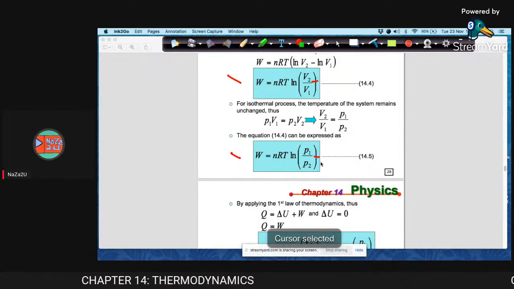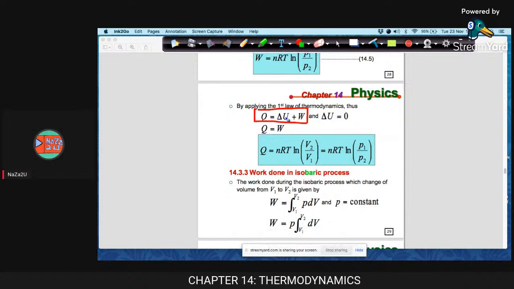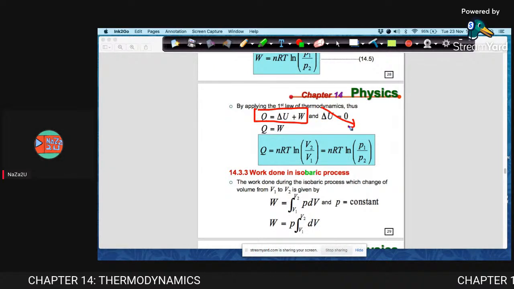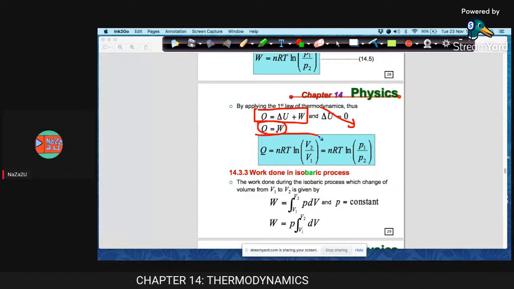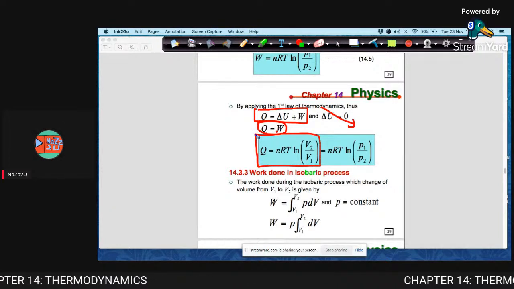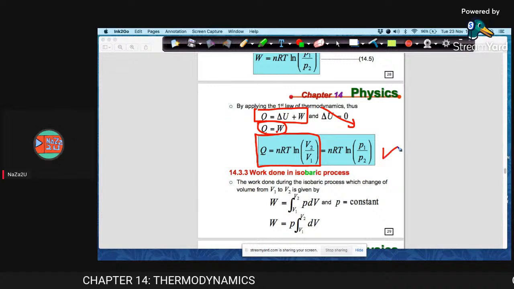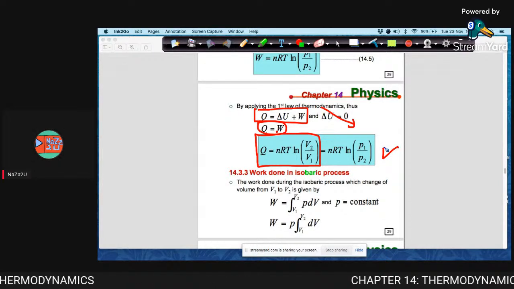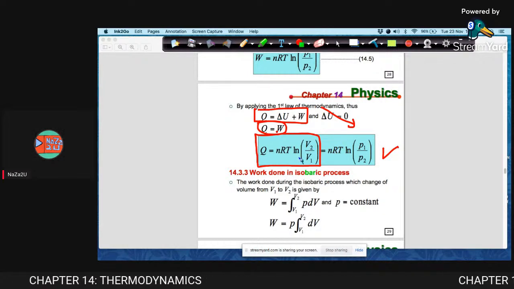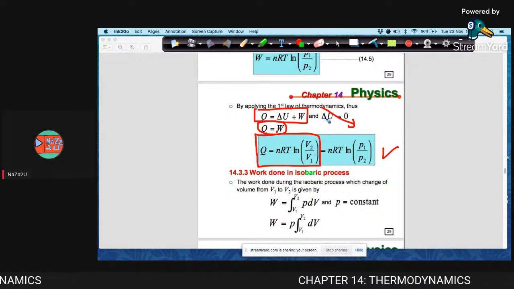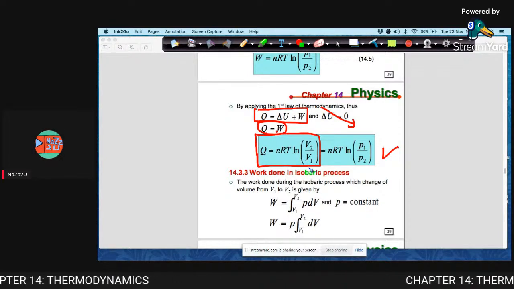Okay, so jadi kalau dia merujuk kepada first law thermodynamics, Q is equal to delta U plus W, and for the isothermal, delta U is equal to 0, so Q, heat, is equal to W. So jadi kita dah dapat tadi, W work done in isothermal process is equal to nRT ln V2 over V1, or you can use the pressure ratio. So this is how to find the work done for the isothermal process. But in the isothermal process, delta U is equal to 0, so meaning Q is equal to W, or Q is equal to nRT ln V2 over V1.